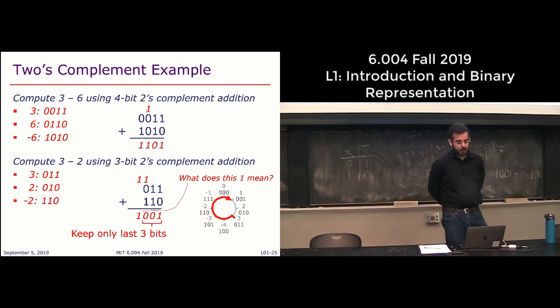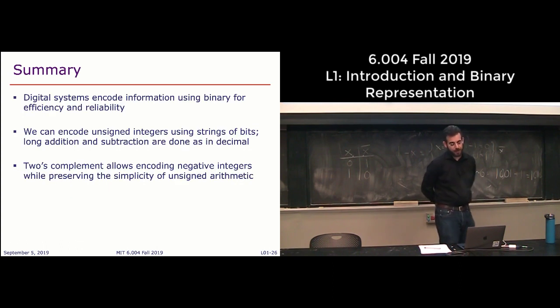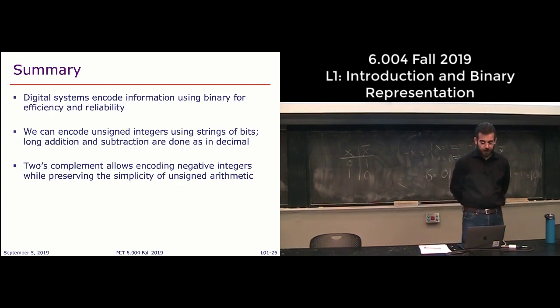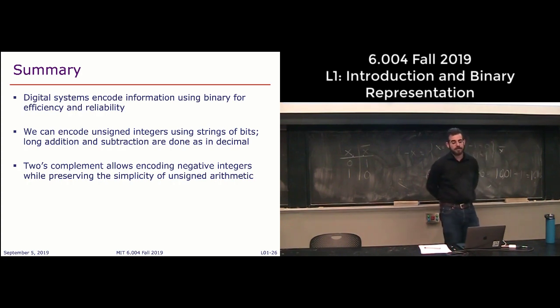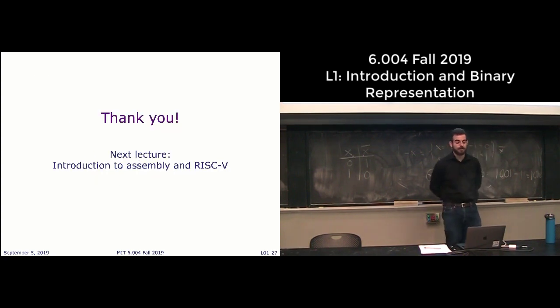Okay, so that's it for today. In recitation tomorrow, you'll see many more examples on 2's complement. And so in summary, we can encode unsigned and signed integers using strings of bits, and 2's complement allows us to have very, very simple arithmetic. All right, thank you.